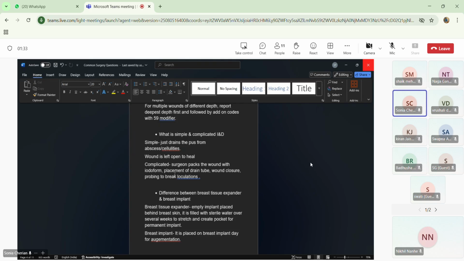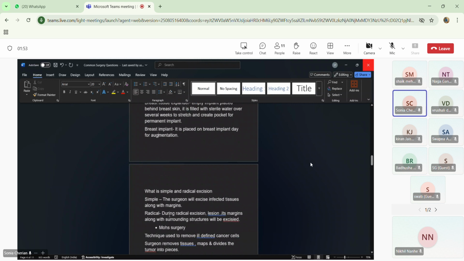On the breast augmentation day, they will remove this breast tissue expander and place the permanent implant. The permanent implant is nothing but the silicone implant, which is mostly used for cosmetic purposes. So silicone implants are your permanent implant.